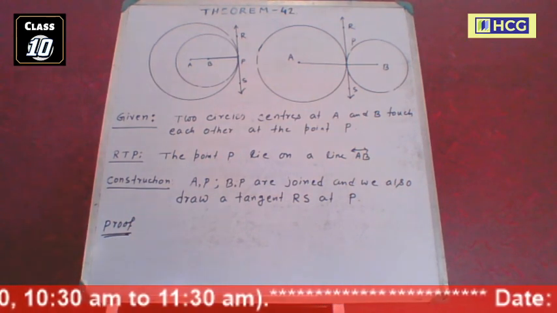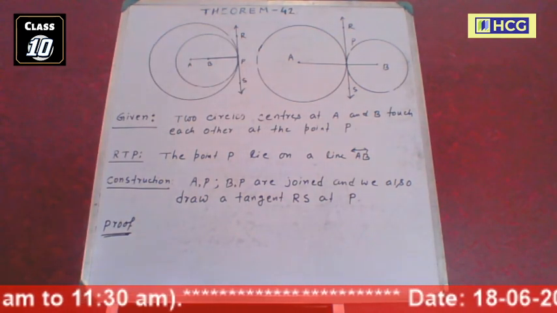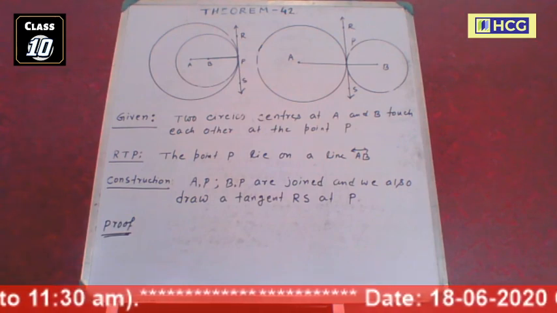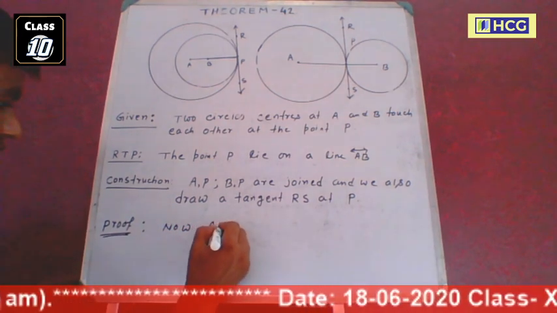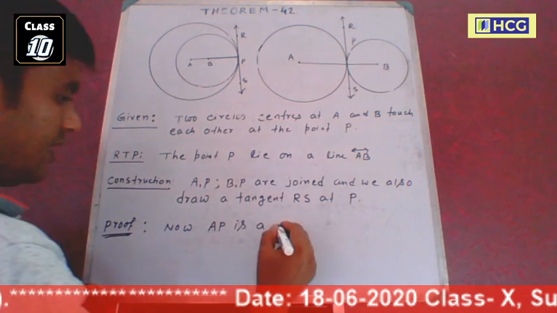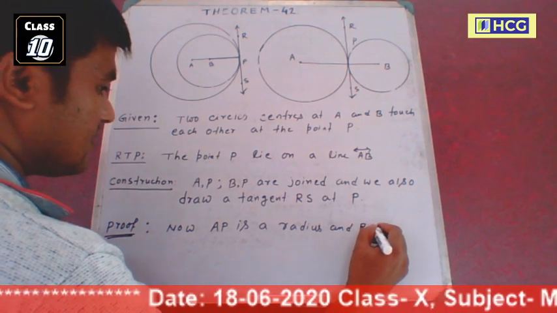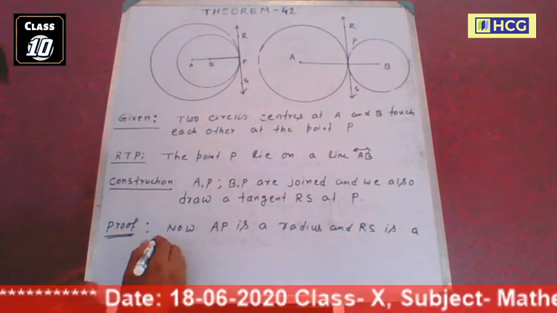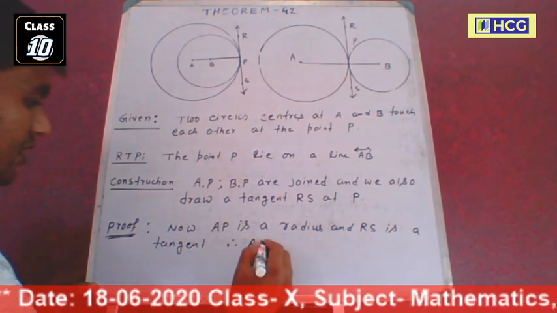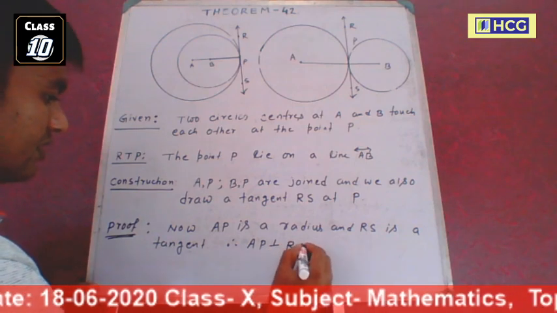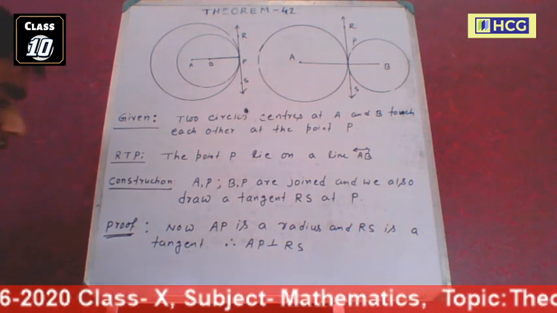Proof. Now A is the center and P is a point on the circumference, so AP is a radius in both cases. AP is a radius and RS is a tangent. Therefore, AP is perpendicular to RS, using theorem 40: radius and tangent are perpendicular.